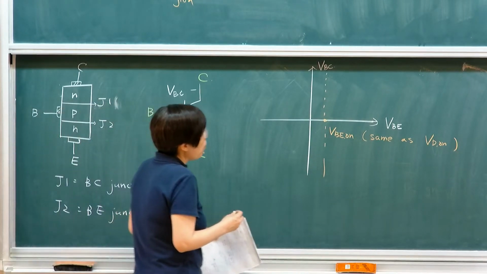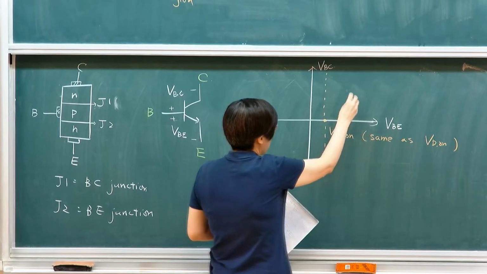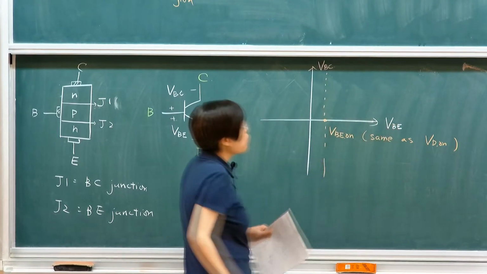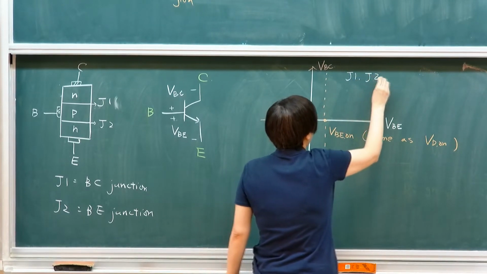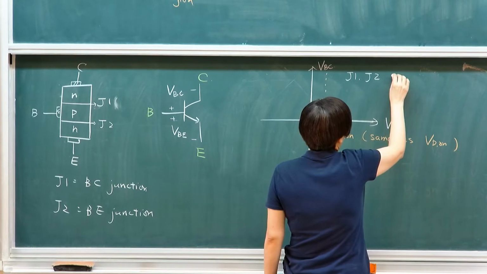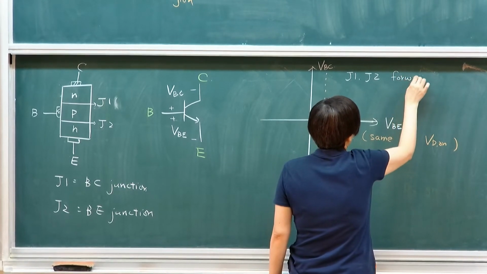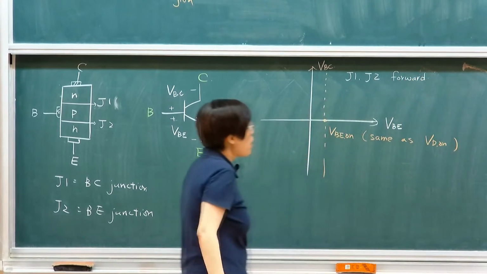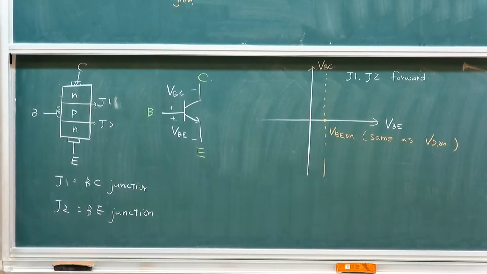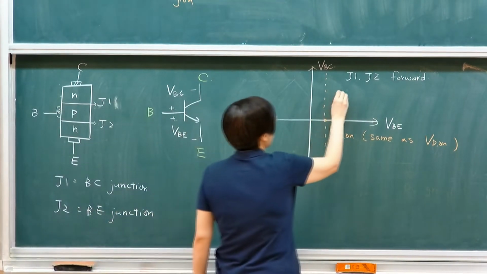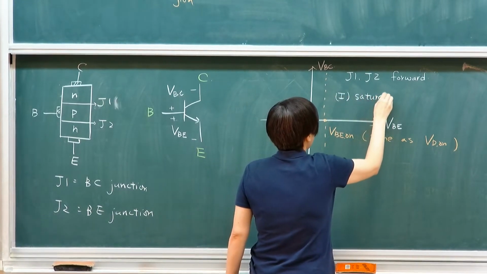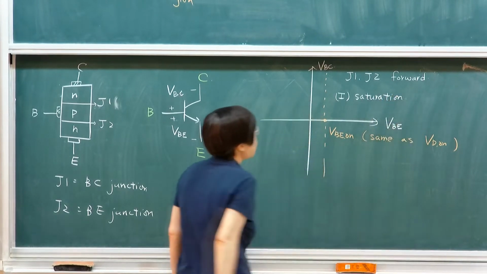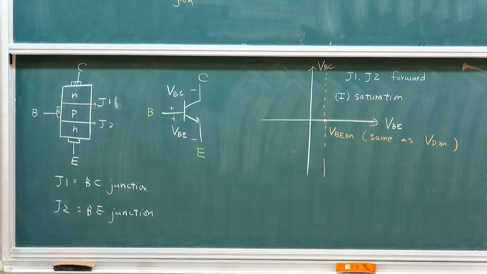So there are 3 regions. In this quadrant, both junctions, J1 and J2, are considered forward. This region is referred to as saturation. I will explain a little bit on why, but let me describe it later.